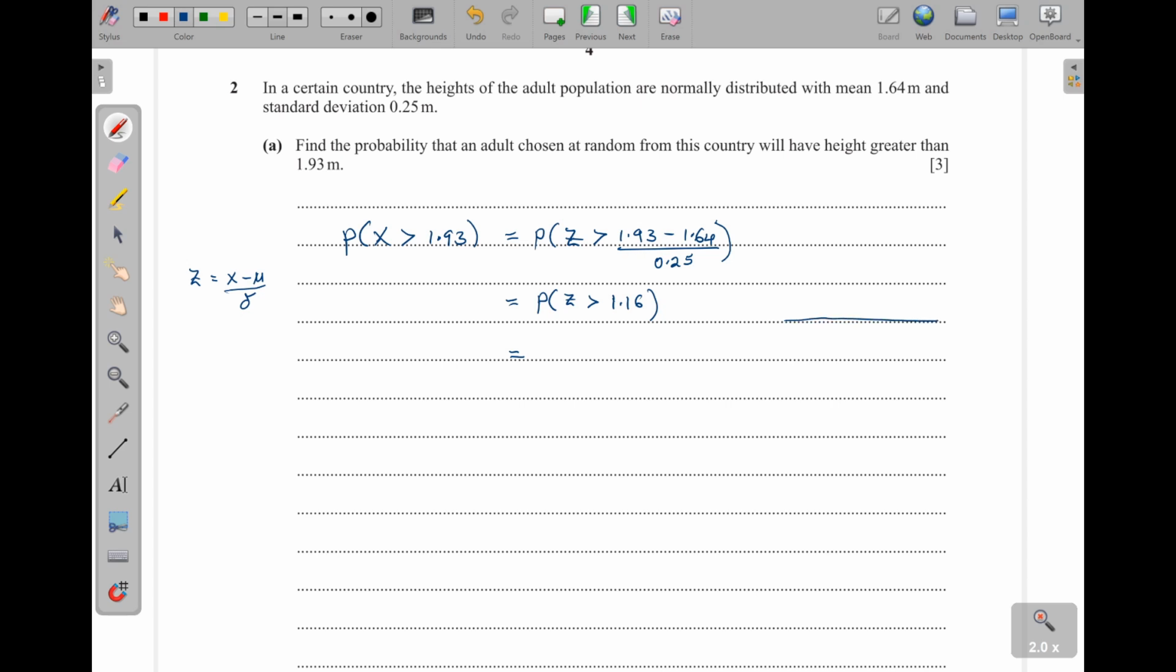Okay, so I can put this in the calculator. On the bell-shaped diagram, this one is positive, so 1.16 is here, so greater than will be this. That means the answer is going to be less than 0.5, because half of this is 0.5, and even this one is 0.5. So I can use a calculator and I get the answer straight away.